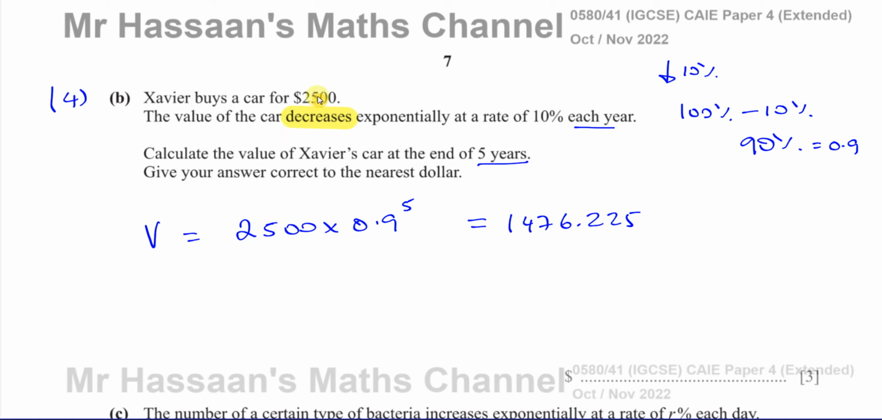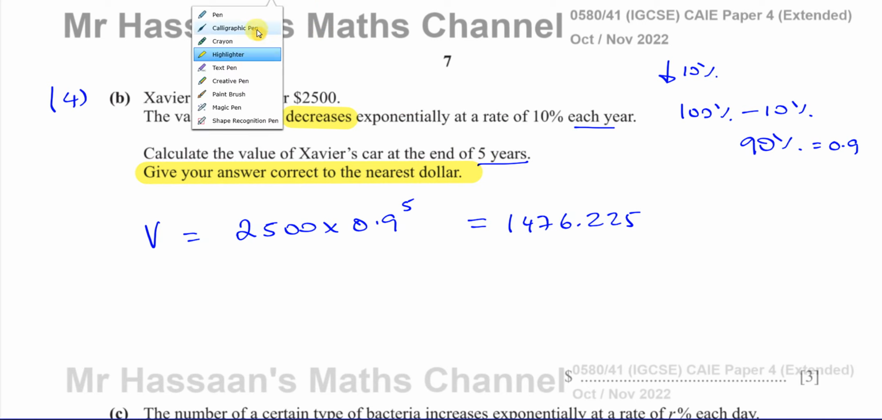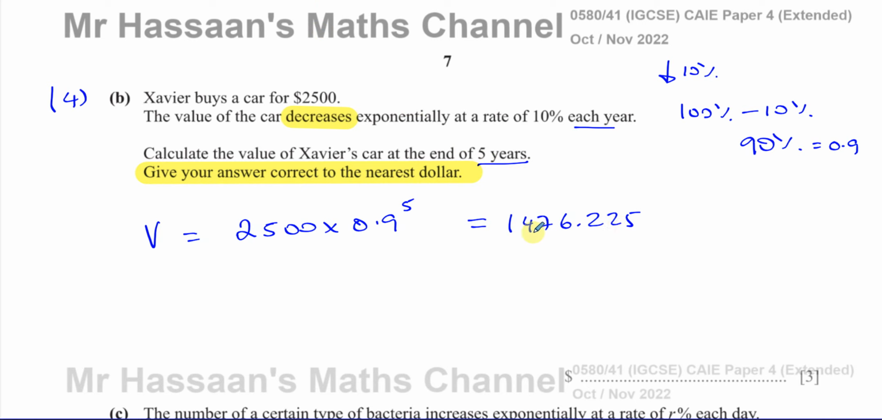Now be very careful here. In fact, I should have highlighted this from the beginning. It says, give your answer to the nearest dollar. Many people would say, okay, round to two decimal places because there's currency, and they'd write 1,476.23. But it says to the nearest dollar, the nearest whole dollar, which is going to be 1,476. If you don't do that, you will lose a mark because they specifically mention it here as well. So it's very important for you to understand that.